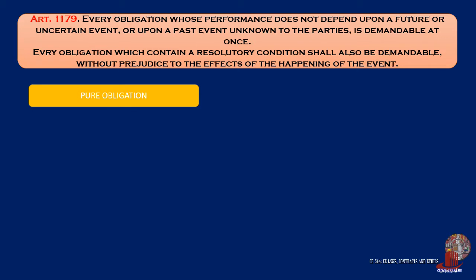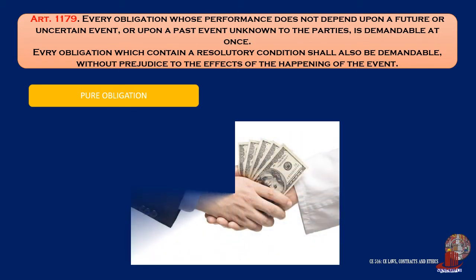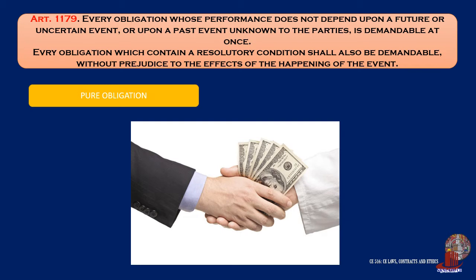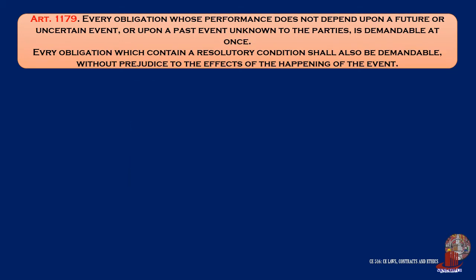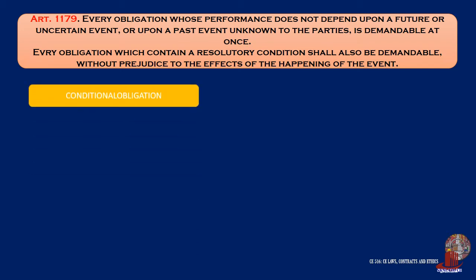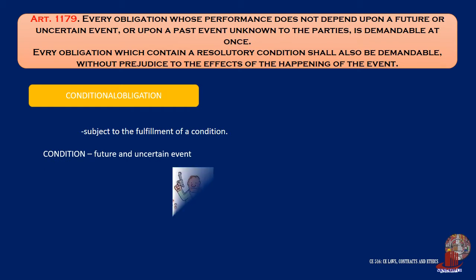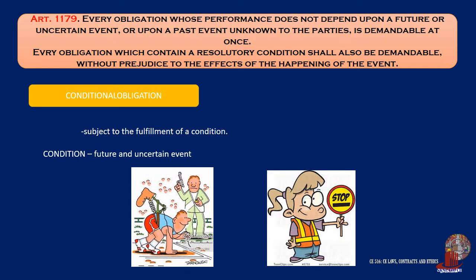An example: a man obliges himself to pay somebody 1,000 pesos, where the obligation is immediately demandable because there is no condition and no date is mentioned for its fulfillment. The other is conditional obligation, which is one whose consequences are subject in one way or another to the fulfillment of a condition. A condition is a future and uncertain event, upon the happening of which the effectivity or extinguishment of an obligation or right subject to it depends.